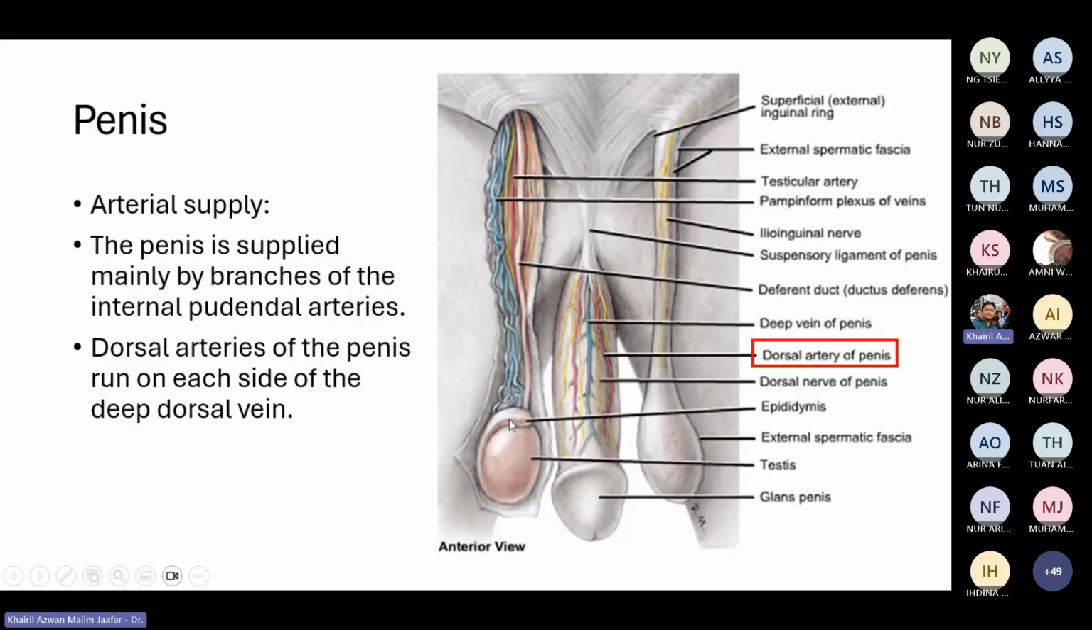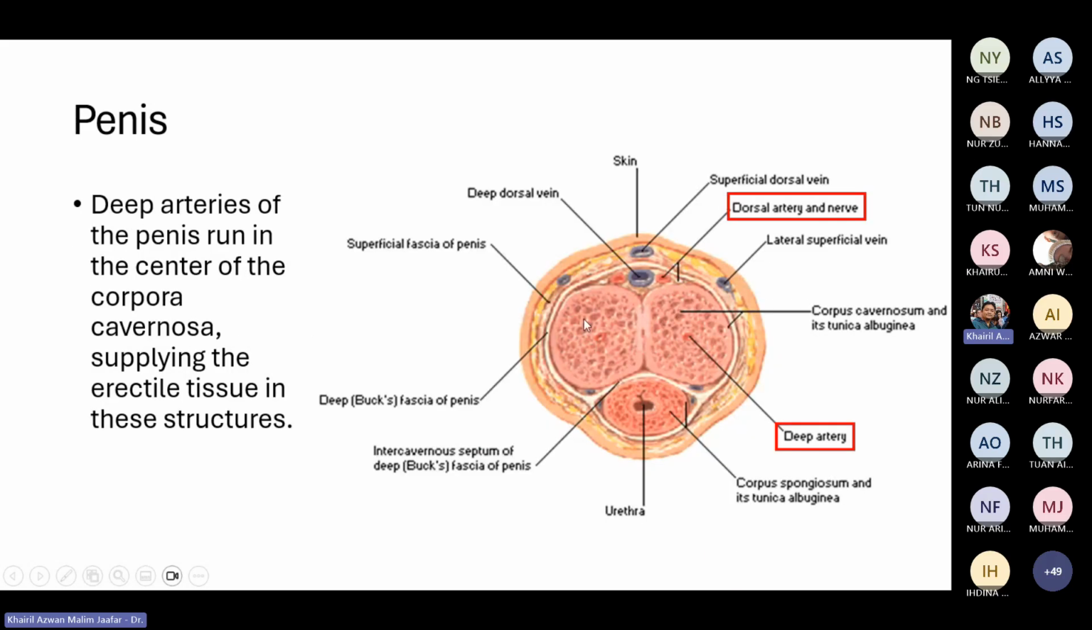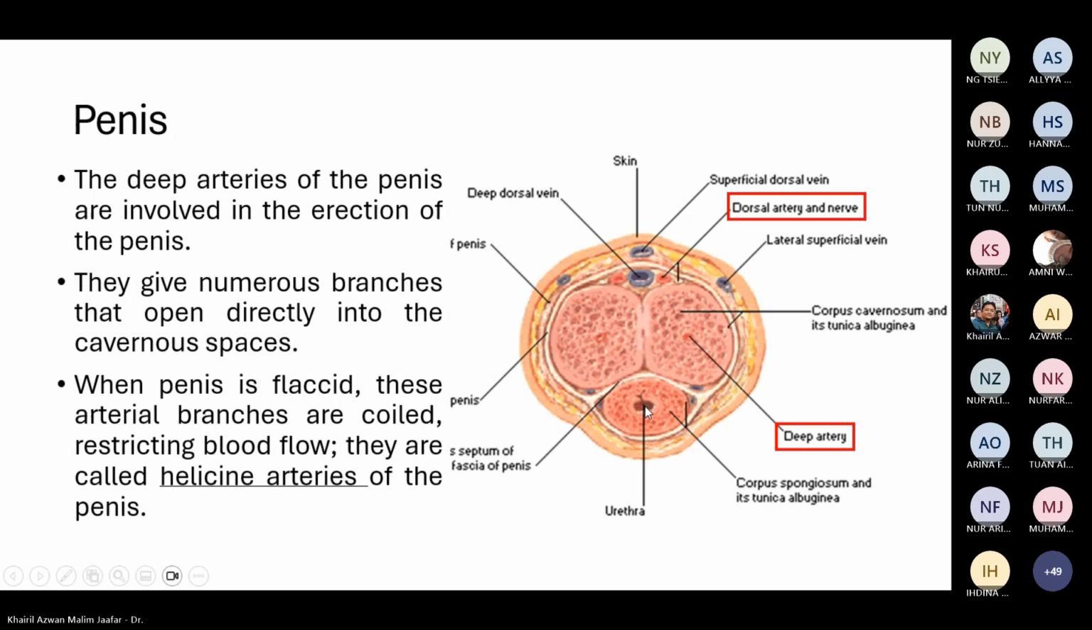Arterial supply to the penis is mainly by the internal pudendal artery. The deep arteries of the penis run in the center of the corpora cavernosa, supplying the erectile tissue. You can see in the corpora cavernosa that in the center there's the deep artery, while in the corpus spongiosum at the center there's the urethra. Deep arteries are involved in erection. There are also the helicine arteries in the erectile tissue, and when these arteries are engorged, the penis becomes erect. But when there's no blood inside the helicine arteries, these arteries are coiled.